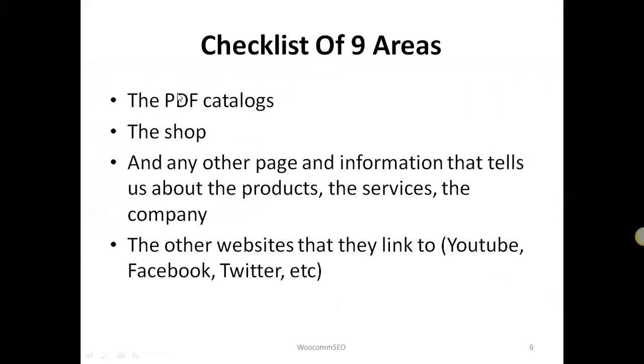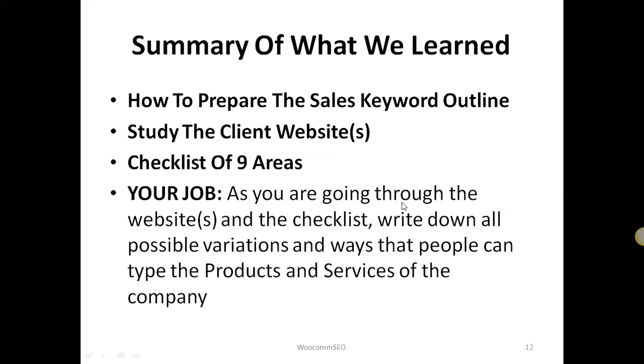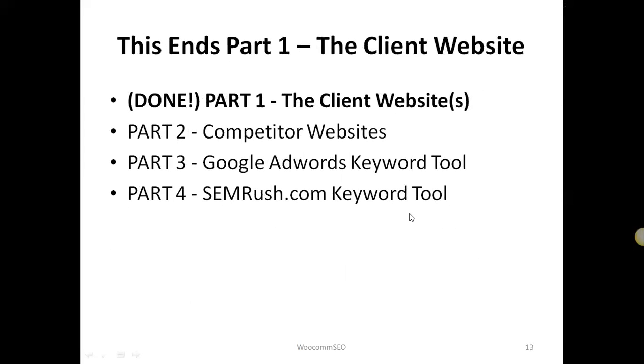And the PDF catalogs, that's part of the checklist. The shop with the products that are being sold there, and any other page, because every project is different, every website is different. So we need to be very flexible. We're not just limited to these pages here. Any page that contains any useful information at all, we can get the keywords from that, including the YouTube, the Facebook, the Twitter. And we also talk about your job, which is as you are going through the website and the checklist, you write down all of the possible variations and ways that people can type the products and the services of the company.